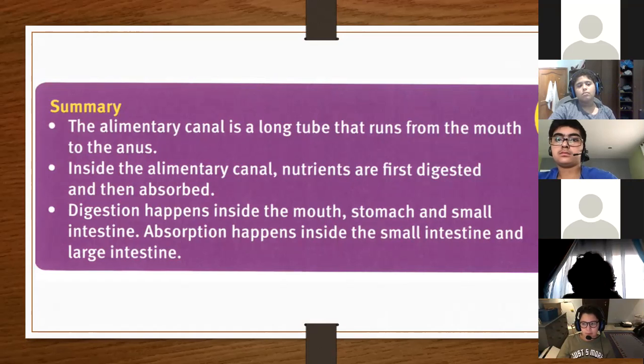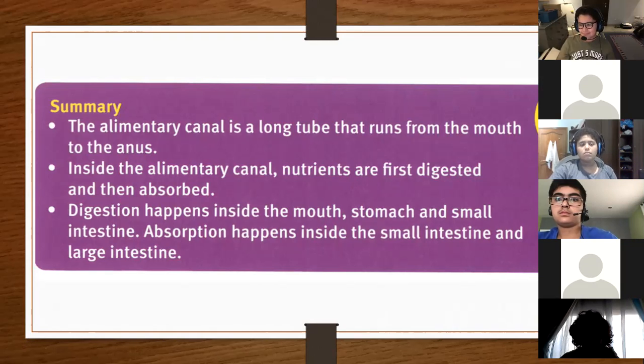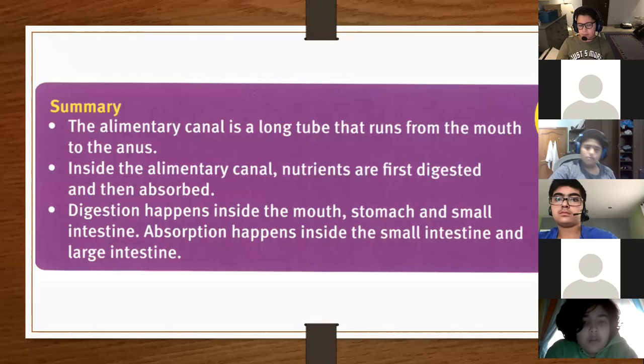Sure. The alimentary canal is a long tube that runs from the mouth to the anus. Inside the alimentary canal, nutrients are first digested and then absorbed. Digestion happens inside the mouth, stomach, and small intestine. Absorption happens inside the small intestine and large intestine. All right, good job. So this was a summary.